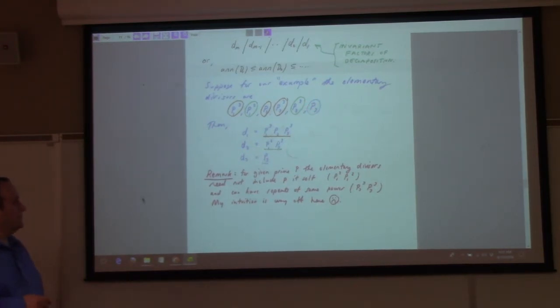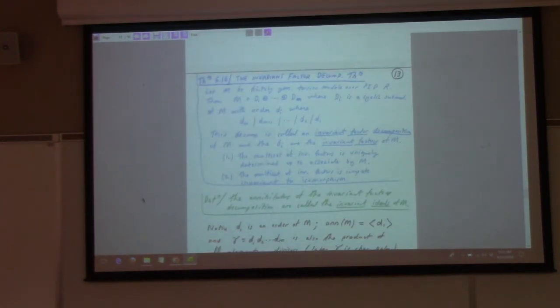Right. So for a given prime P, the elementary divisors need not include P itself. So the elementary divisors, like I have P1 cubed, P1 squared, and you can have repeats like P3 cubed, P3 cubed. So when we look at linear transformations in the decomposition, like Jordan form, you've already seen this kind of behavior. This is something akin to like you could have 2 Jordan 2 blocks, but you don't have to have even 1 Jordan 1 block. That's the phenomena we're seeing here at the level of the general theory.